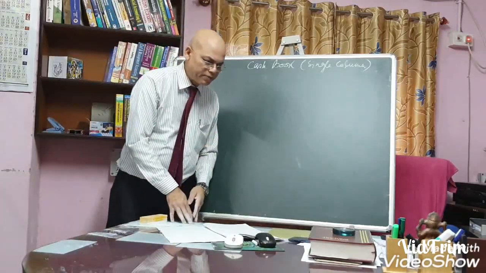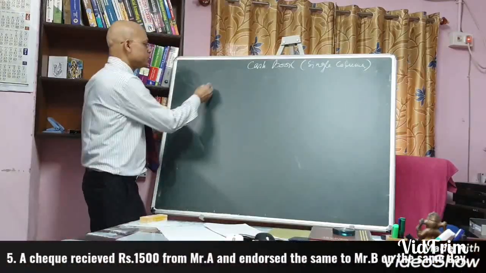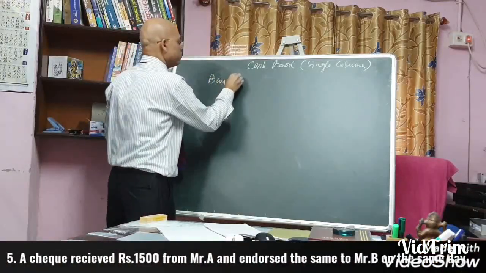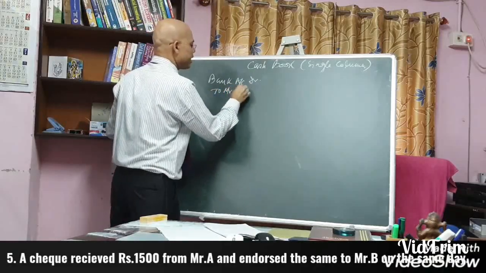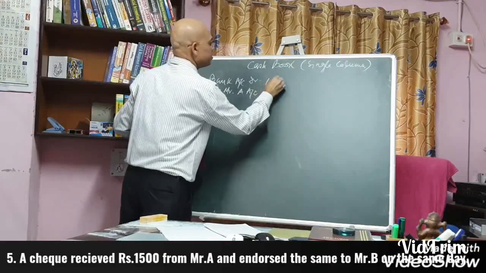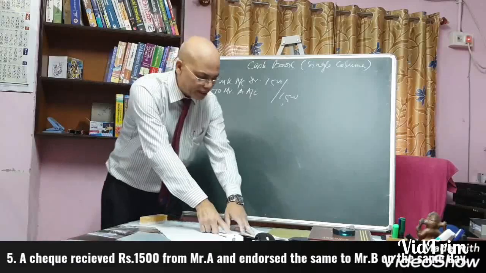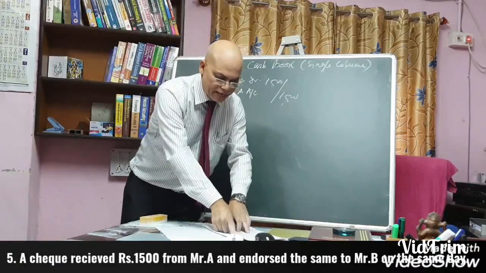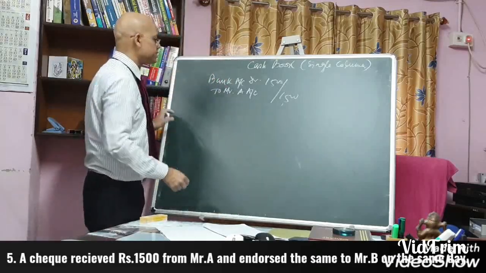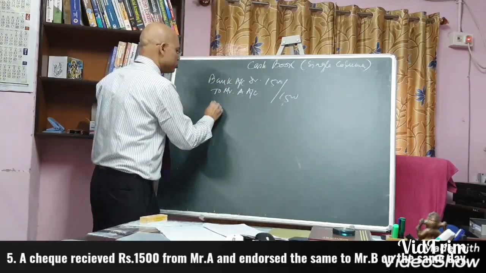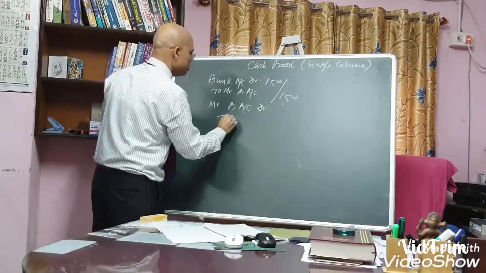And next example, I am giving you a check of rupees 1500 received from Mr. A. Check received from Mr. A. You will write down bank account debit to Mr. A account. How much? 1500. Check has been received. And immediately what has been done? And endorse the check to Mr. B on the same day. On the same day, the check has been given to Mr. B. Then Mr. B account debit to bank account.